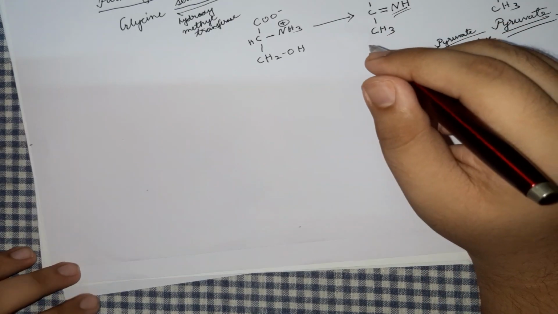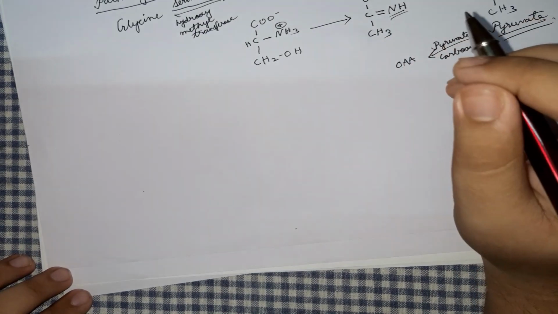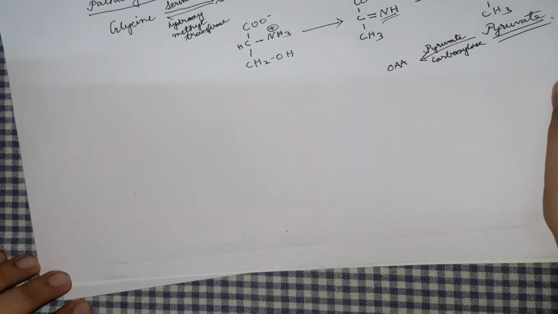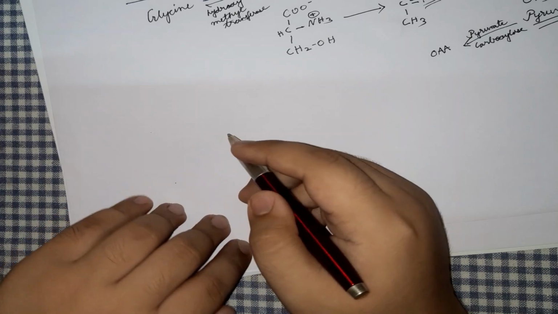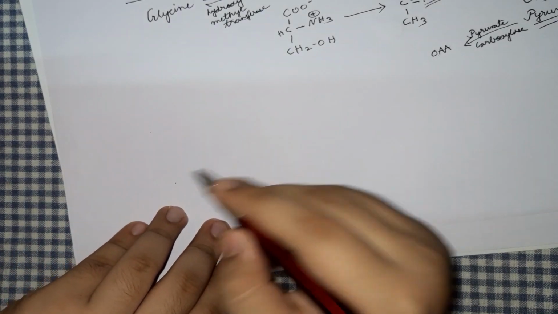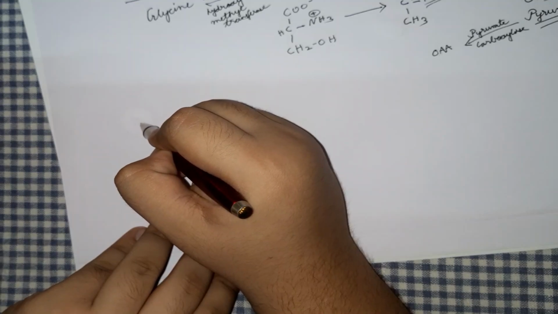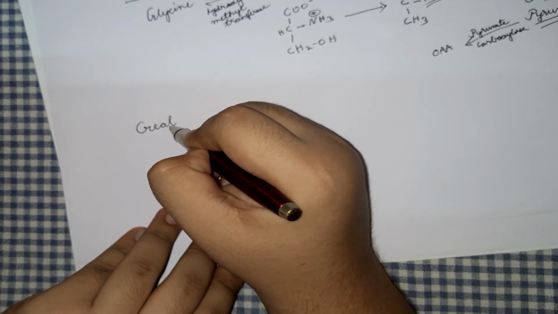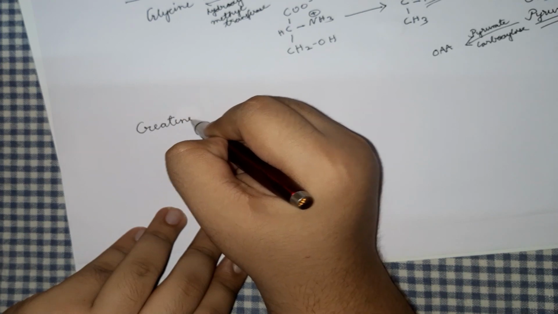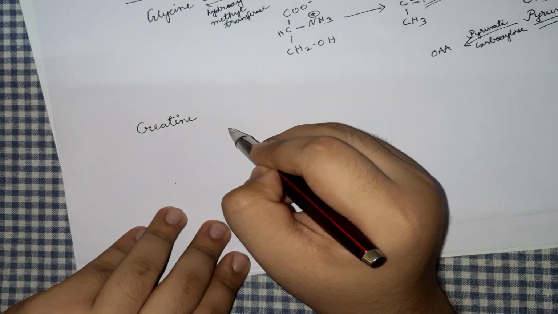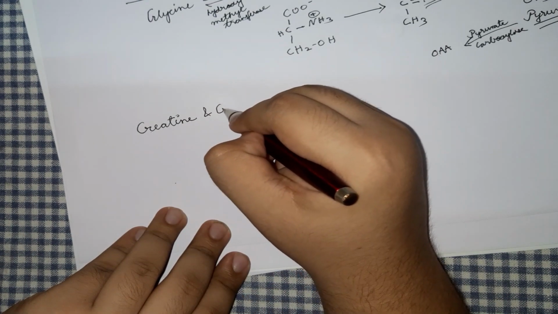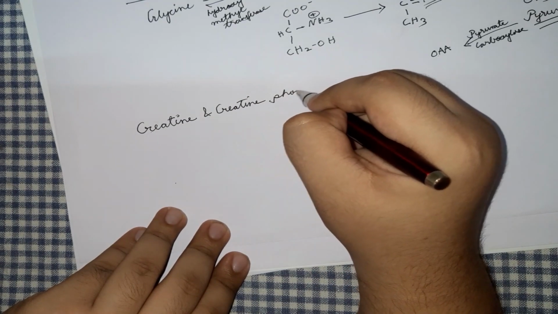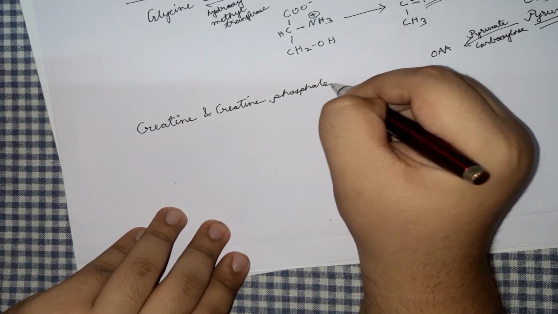Now we go on to the other metabolic functions of glycine. What are the other metabolic functions which glycine has? Glycine has many metabolic functions. The first thing that we study now is very important. Its importance cannot be stressed enough. That is creatine and creatine phosphate formation.